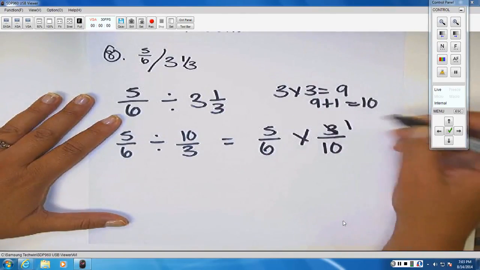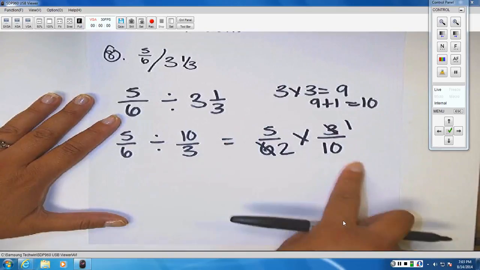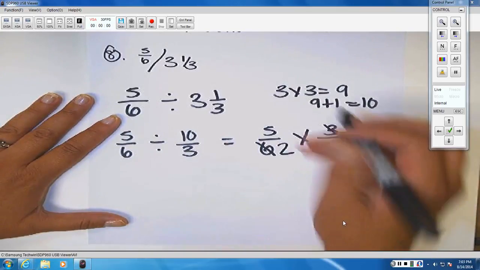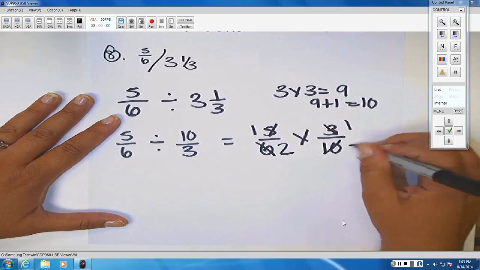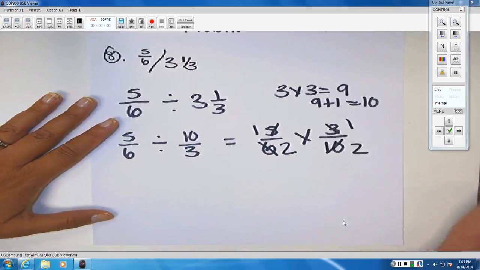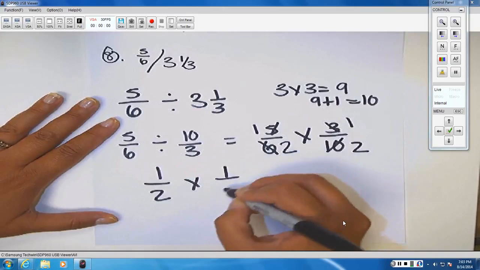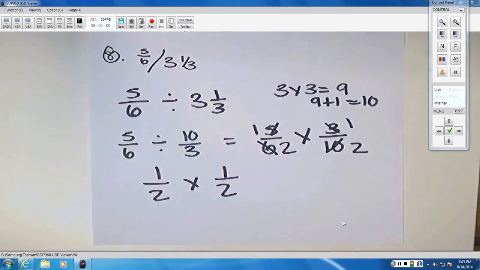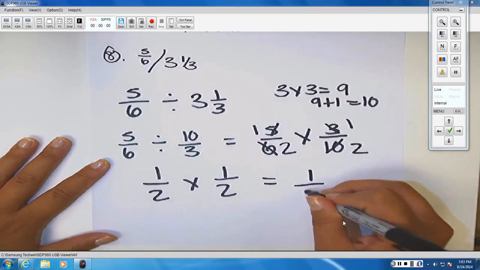3 will go into 3 one time. 3 will go into 6 two times. And I also know that I can reduce my 5 and my 10. So 5 will go into 5 one time. 5 will go into 10 two times. And then essentially I am left with 1/2 times 1/2 when I've done my reduction. Now I'm just going to multiply straight across the board, and I end up with 1/4.